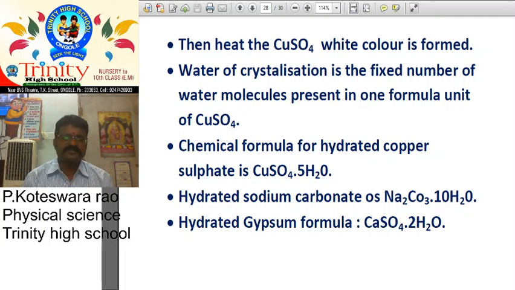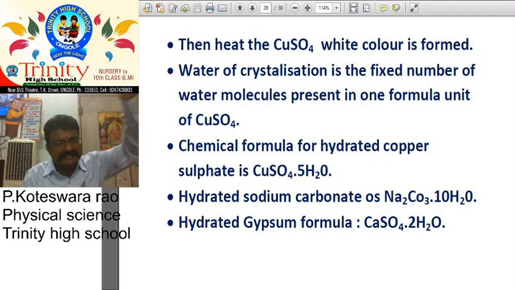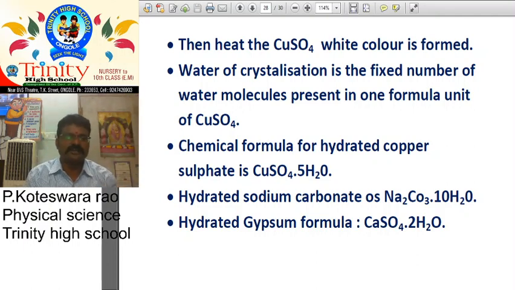So my dear students, every such salt consists of some water molecules. While heating, we want to remove that. That is the removing of water of crystallization. So in that one, it consists of some fixed water molecules. While heating, that fixed water is eliminated. If you add the same number of water molecules to that salt, once again it will get its color. That is the main theme.